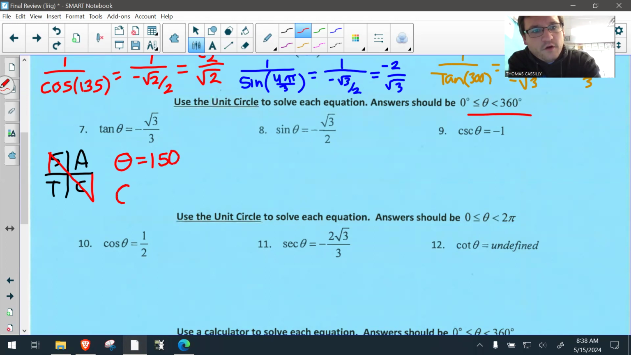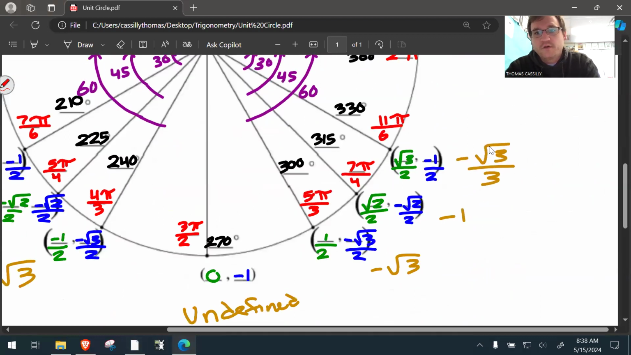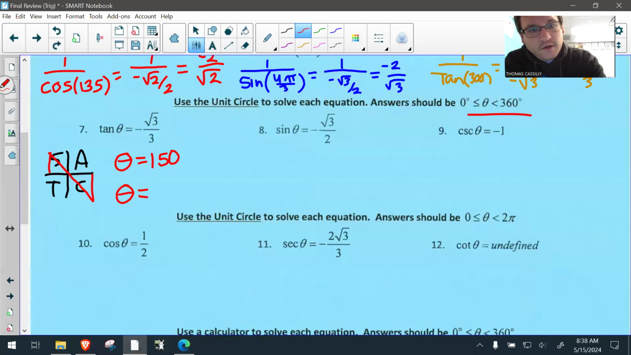But there are 2 answers, and we know it's going to be in quadrant 4. So in your unit circle, go down to quadrant 4, look for that negative square root of 3 over 3. That's associated with the 330 degree angle. If you're clever and you know your reference angles, that's a way you can do this without having to flip back and forth. Both of these have 30-degree reference angles. You just need to figure out the quadrant that it's in.